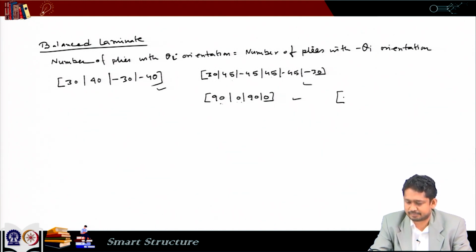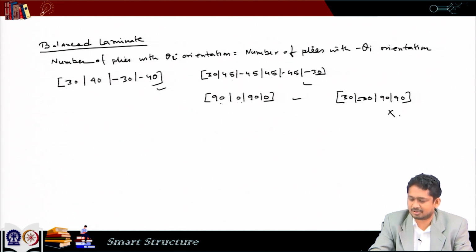Whereas, something like 30, minus 30, minus 30, 90, 90 is not balanced, because I have one 30. I have one minus 30, that is okay, but I have a 90, for which I should have a 0, but that is not there; I have another 90. So, it is not balanced.